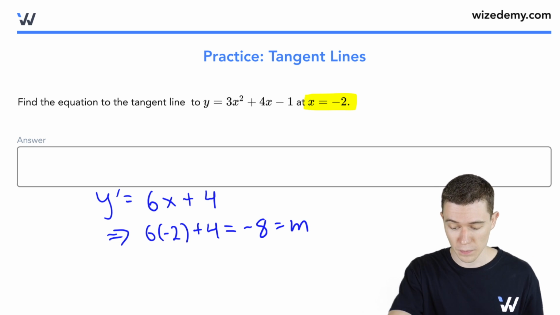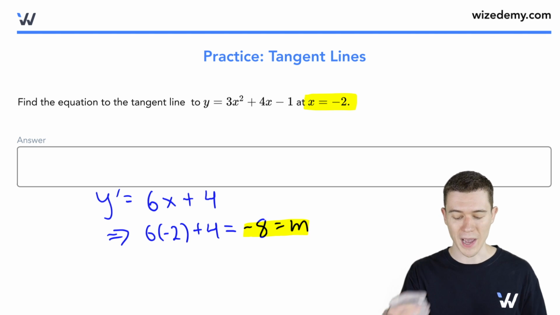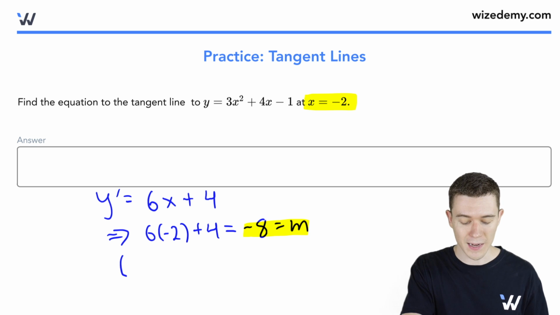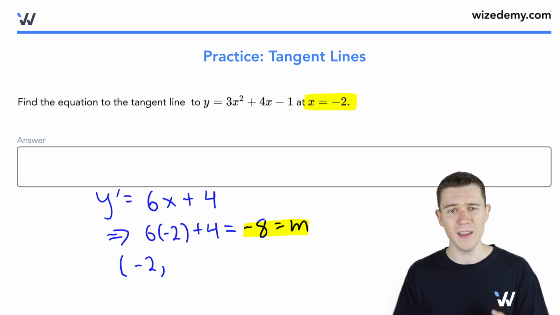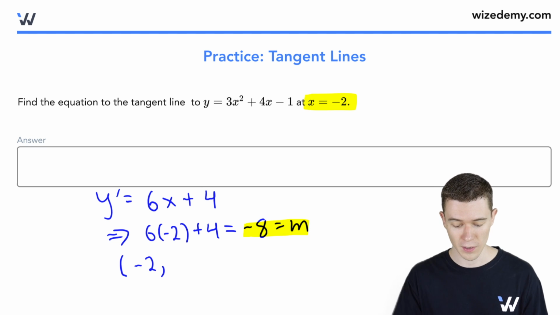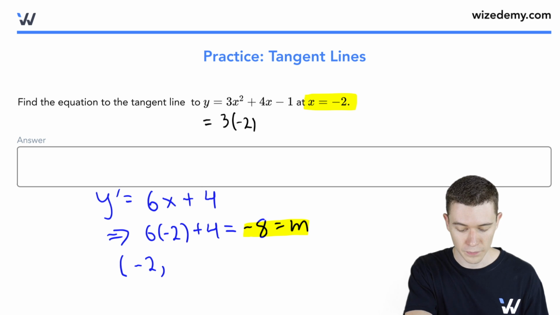Now we have a slope, and to write a line, we need a slope and a point. We don't have a point, but we have an x value. That x value is -2. If you have an x, how do you get a y? You plug it into the function. So let's go ahead and just substitute -2 into the original function.